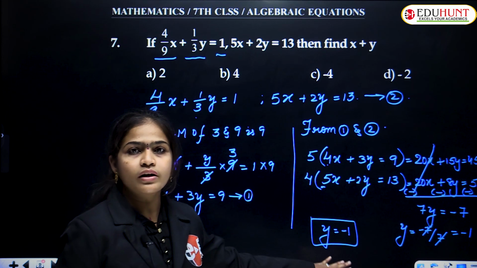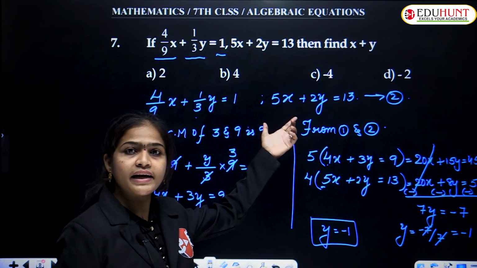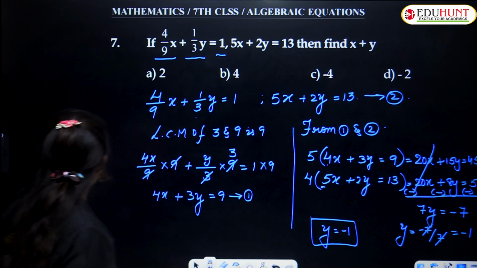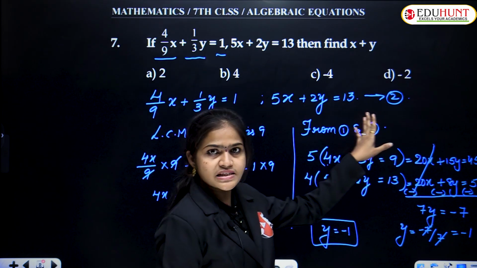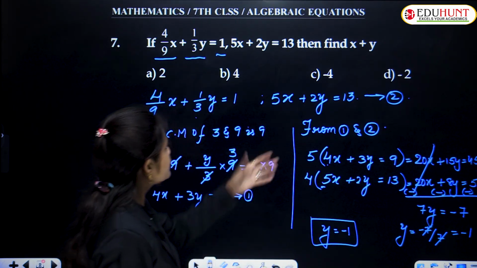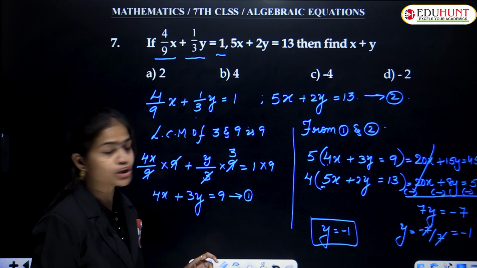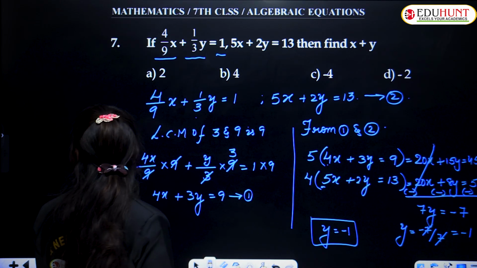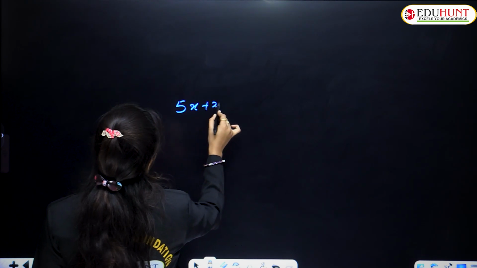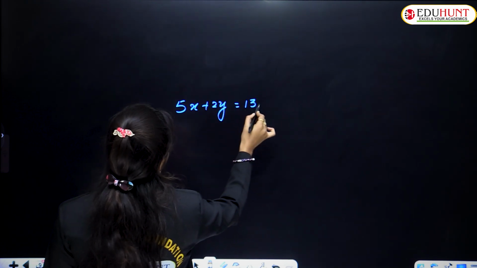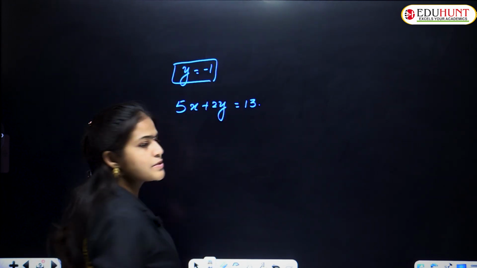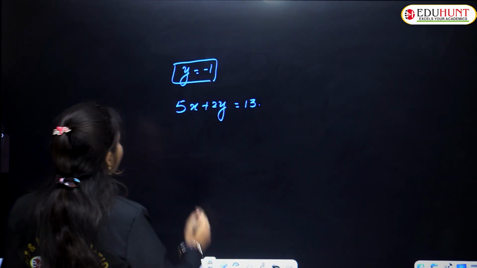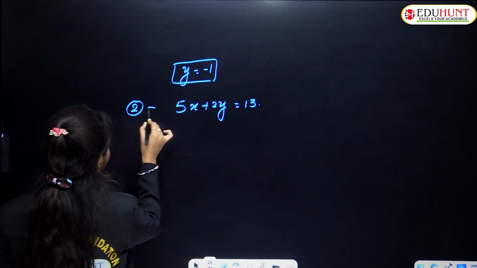Okay. So, here we got that y value. Now, we need to find the x value. So, by substituting the y value in either the first equation or the second equation. So, here I am going to take the second equation. What is that? 5x plus 2y which is equal to 13. And we know that here we got y is equal to minus 1, no? So, substitute y is equal to minus 1 in equation number 2.